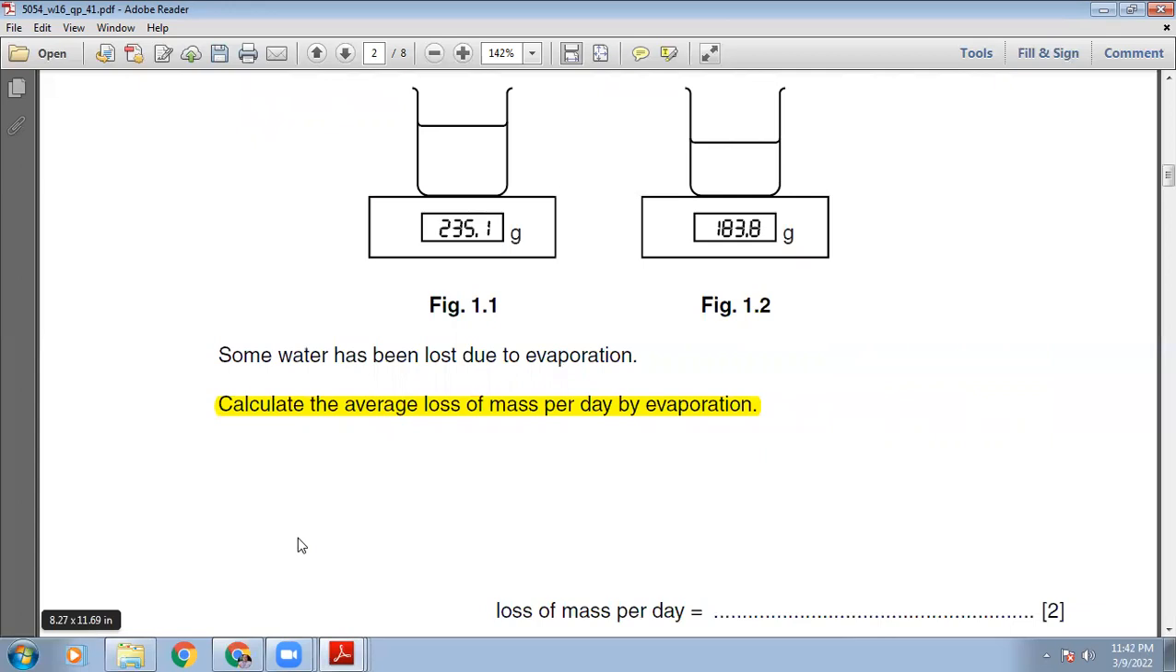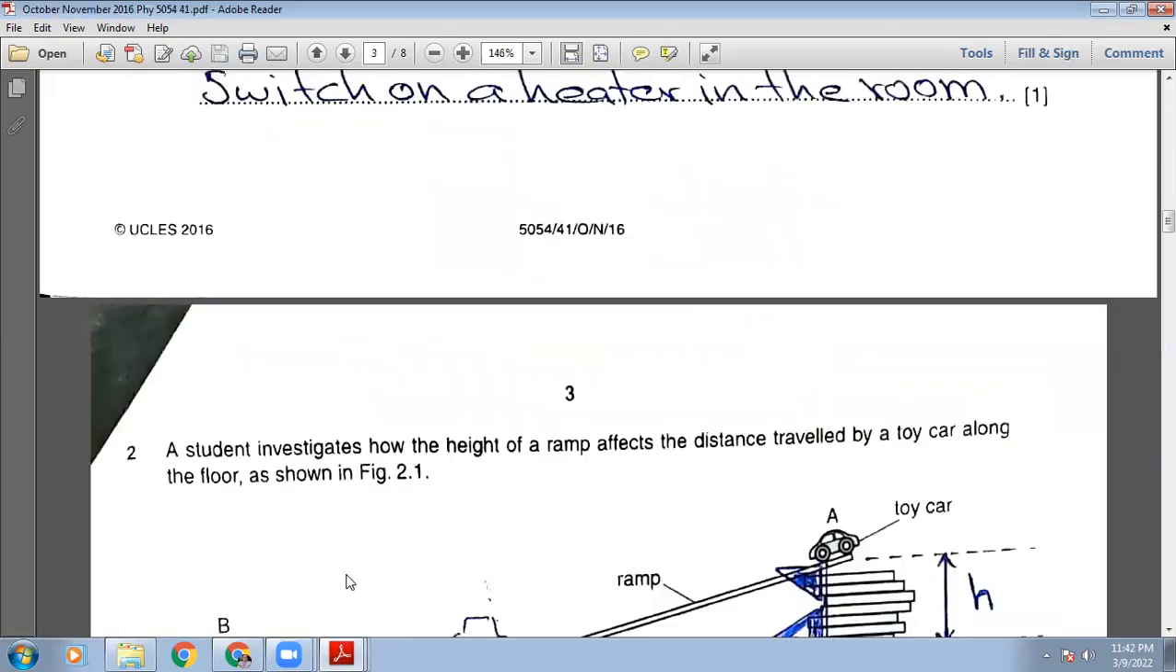So first of all, I will find out the loss, and that will be the initial value minus the final value of the mass. And once I know the difference, then I will divide it by 14, because there were 14 days. So let me show you.